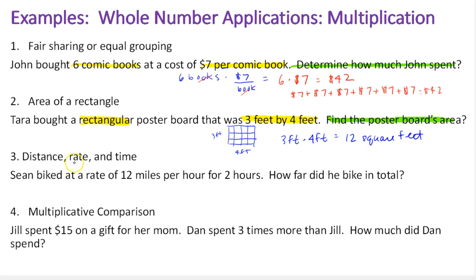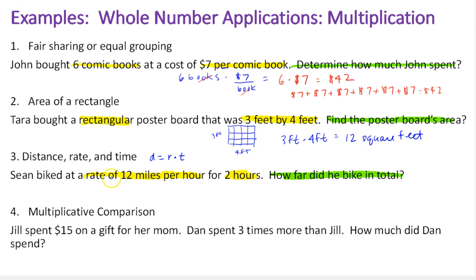Now we have distance, rate, and time. And remember, they're related by distance equals rate, rate of speed, times time. So if we read through this problem, Sean biked at a rate of 12 miles per hour for 2 hours, and we want to know how far did he bike in total.